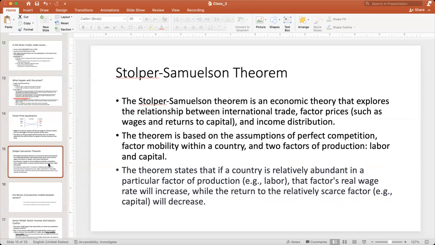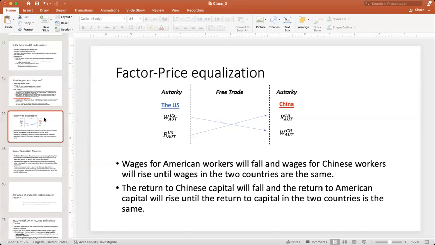This is the Stolper-Samuelson theorem. However, this is one way to read the theorem, but the other way to read it is that there are losers. And this is the first time we talk about the losers, because in the previous class, we only talked about the benefits of trade. However, there are losers within free trade.